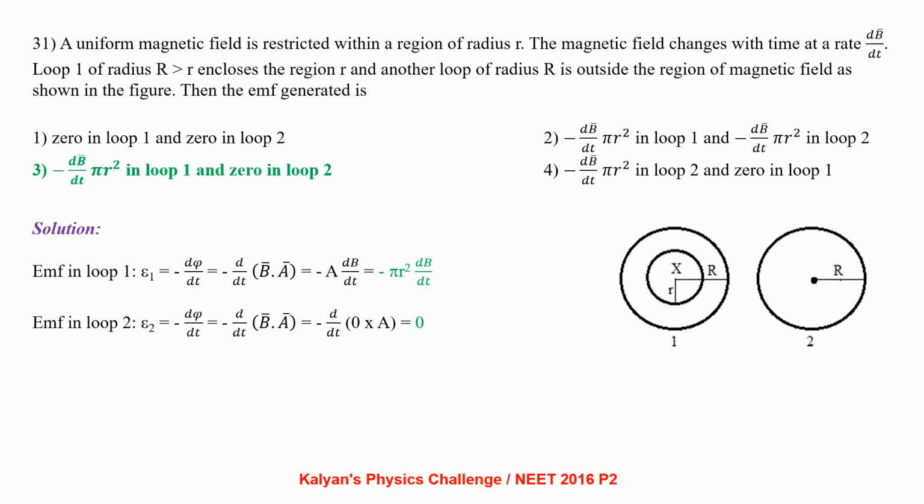As we can see from the diagram, there is magnetic field changing only in loop 1. There is no magnetic field in loop 2, so there is no EMF induced in loop 2. Coming to loop 1, E1 equal to minus d phi by dt, that is minus d by dt of B into A. Since A is constant, I can write it out of differentiation. So it comes out to be minus pi r square dB by dt.